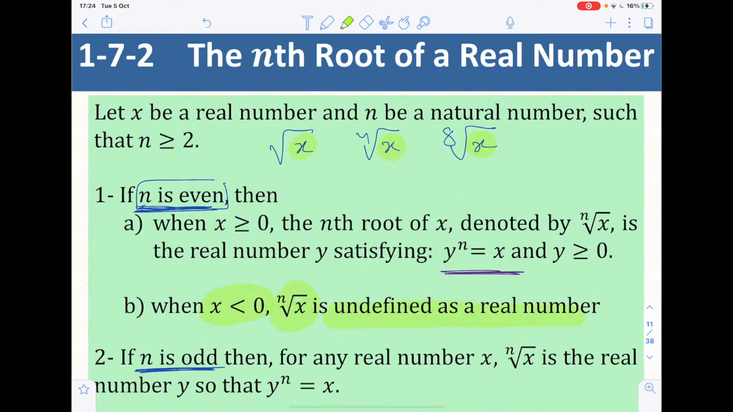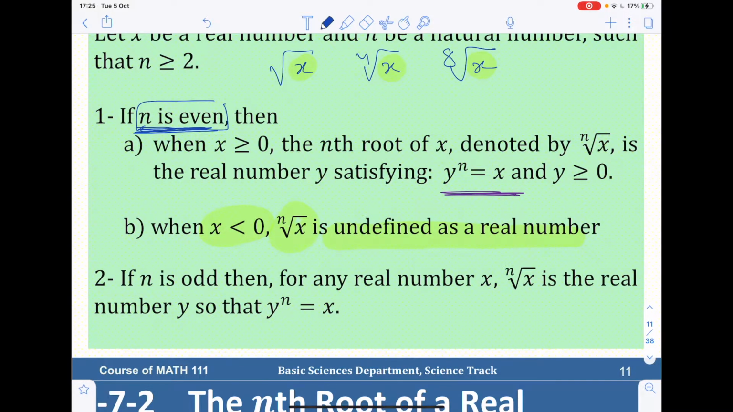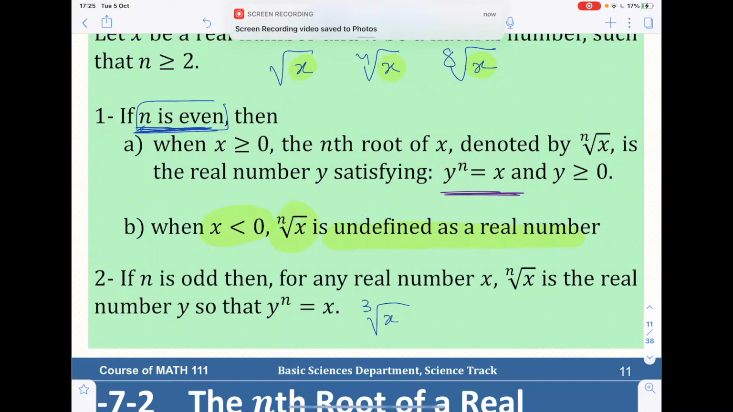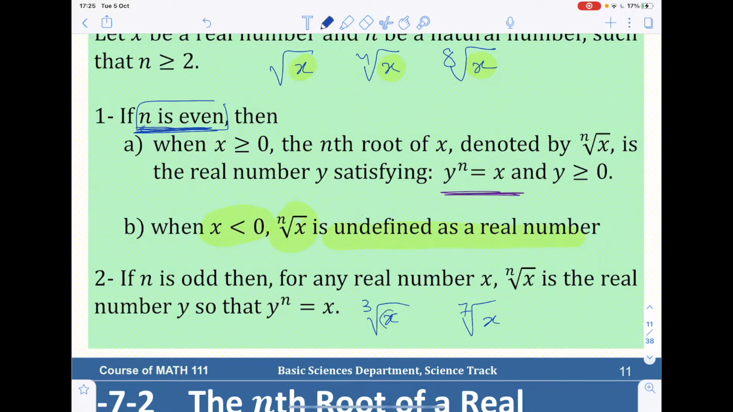the value of the root would be undefined as a real number. If n is odd, for example, the third root of x or the seventh root of x, in this case, we don't care whether x is positive or negative because it would be defined anyway.